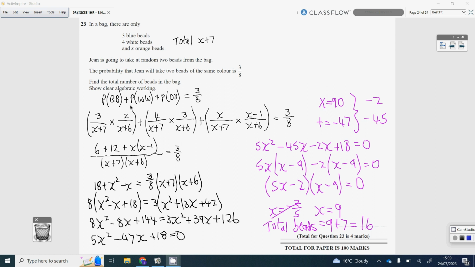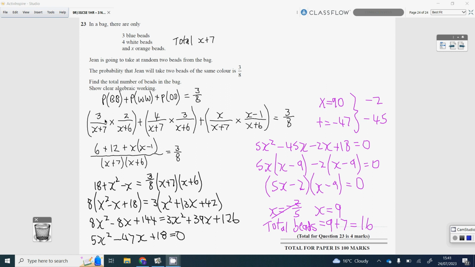Similarly, probability of white white. Well, there's 4 to start with. So there's 4 to choose from the first pick, 3 to choose from the second pick. And again, the denominator starting off at x plus 7, but once 1 bead's gone for the second pick, the denominator is x plus 6. And similarly, the probability of orange orange, x out of x plus 7 for the first pick, and then x minus 1 over x plus 6 for the second pick. So really that's the tricky bit, I think, just constructing an equation. So x is our only unknown, so at the end of the day we've just got to solve this, and that will be our final answer.